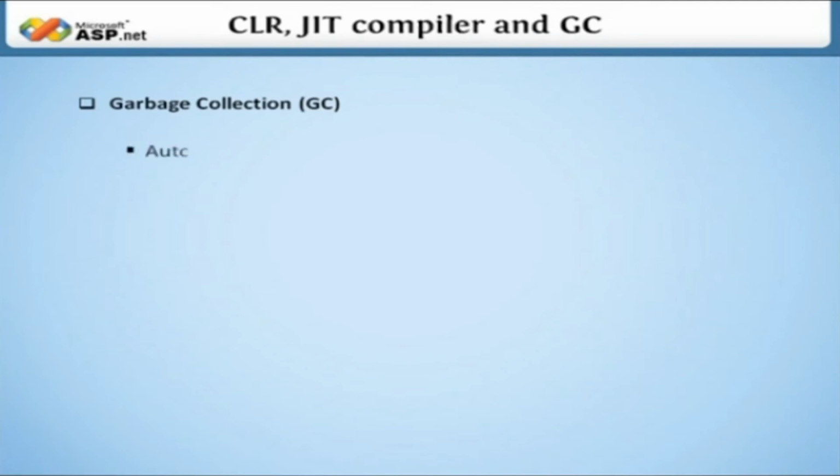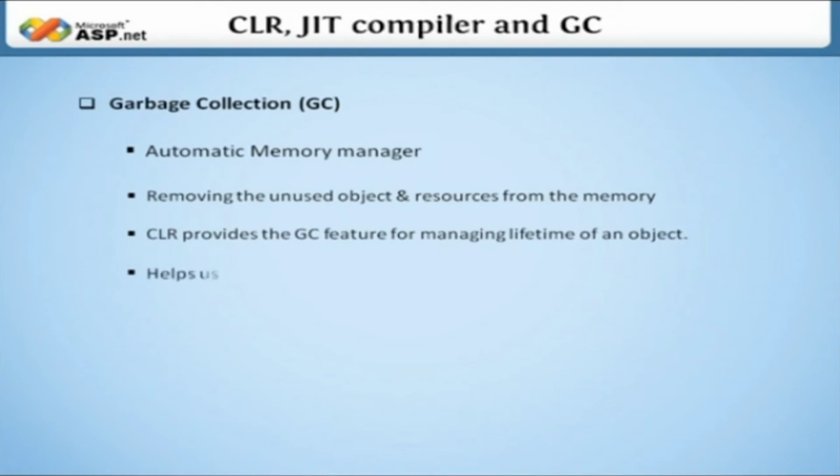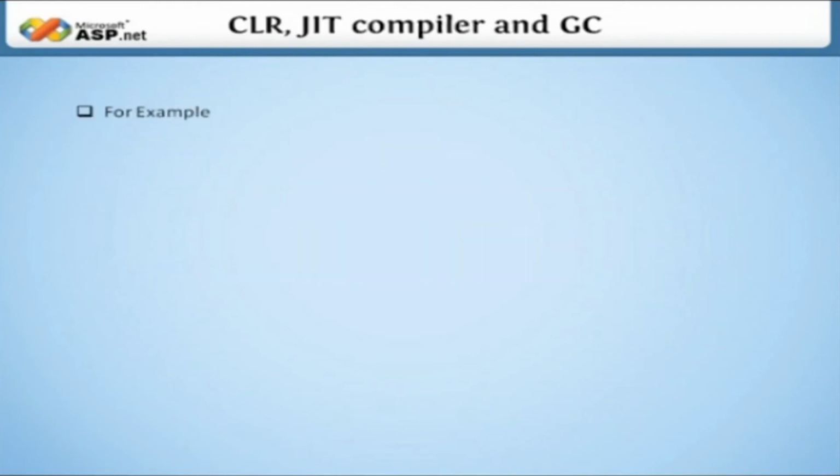Garbage collection, or GC. We can call this GC an automated memory manager. In .NET, garbage collection is removing the unused objects and resources from the memory. CLR provides the garbage collection feature for managing the lifetime of an object. This GC mechanism helps us avoid manual deallocation processes that would otherwise be done by programmers.